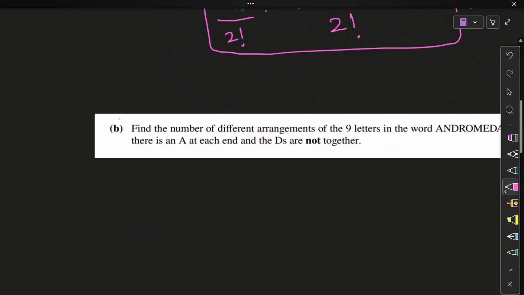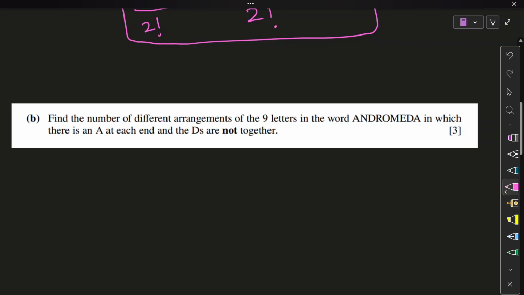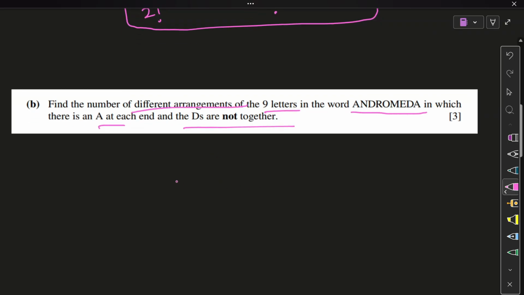Moving on. Part B. Find the number of different arrangements of the 9 letters in the word Andromeda in which there is an A at each end and these are not together. Different arrangements is my keyword, 9 letters to be arranged. Andromeda, okay, so 1, 2, 3, 4, 5, 6, 7, 8, 9.